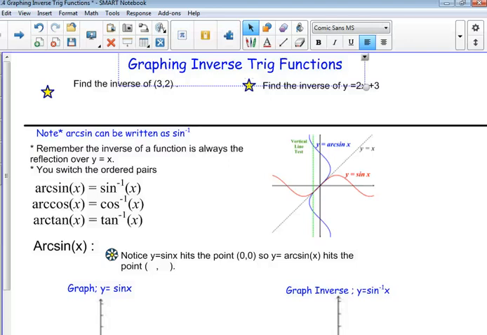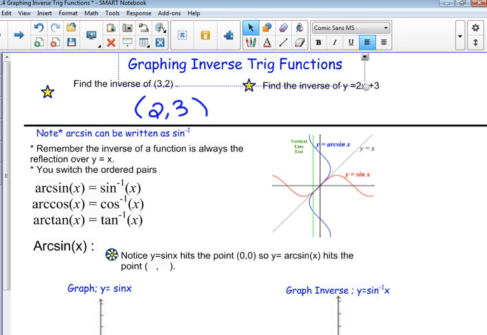Okay, so the last section in our chapters is graphing inverse functions. And you guys saw inverse come up a couple ways. For you, since we do this so quickly, what was the inverse of 3, 2? 2, 3. Good, 2, 3. Remember, we just switched the spot of x and y.